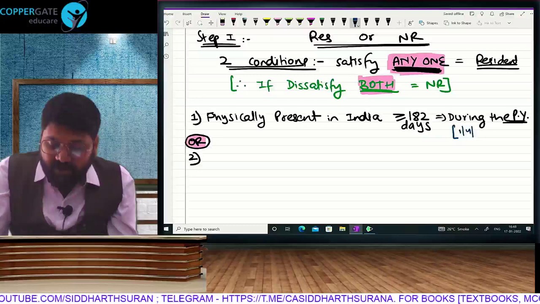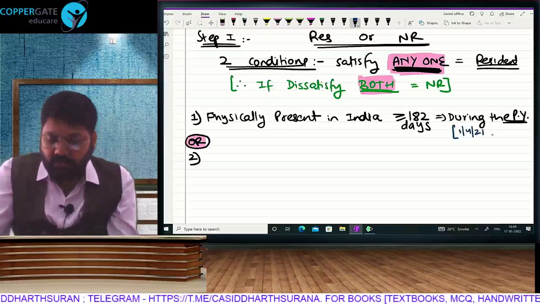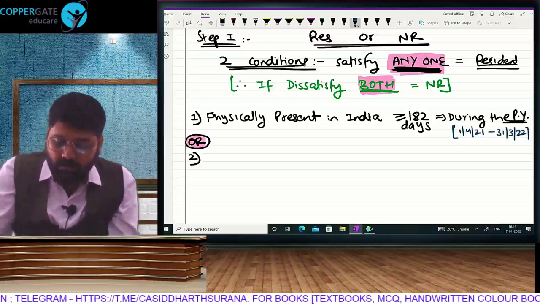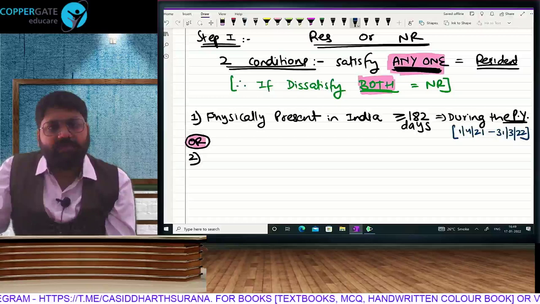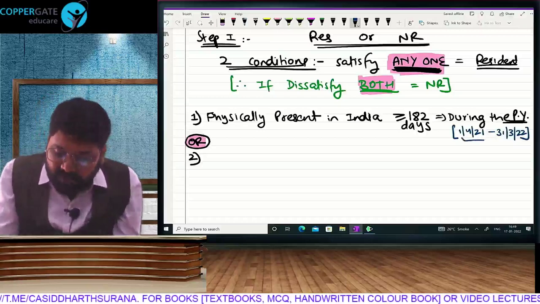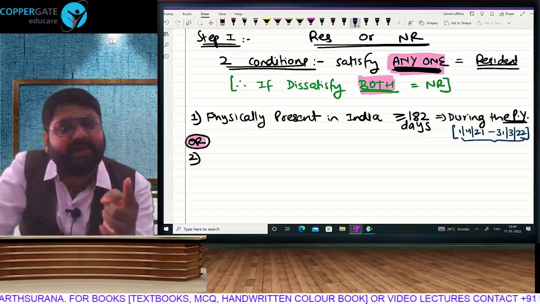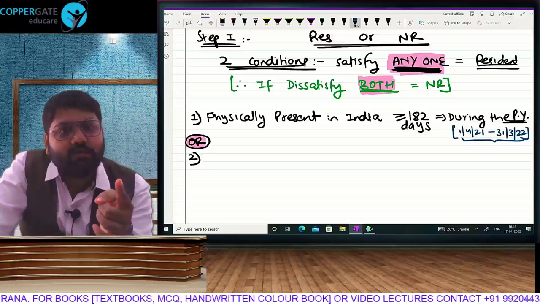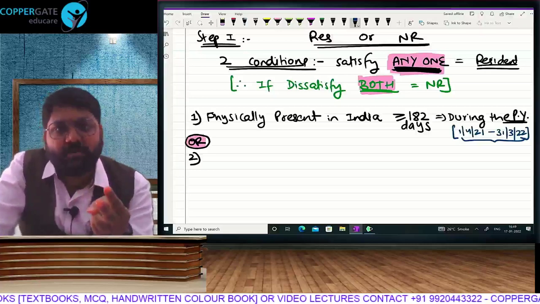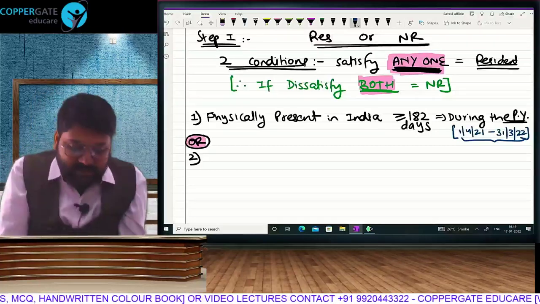So your previous year will start on 1/4/21 and end on 31st March 22. In this period you have stayed in India for a minimum. Can it be higher than 182? Yes. Can it be equal to 182? Yes. Minimum 182 days if you have stayed in India.